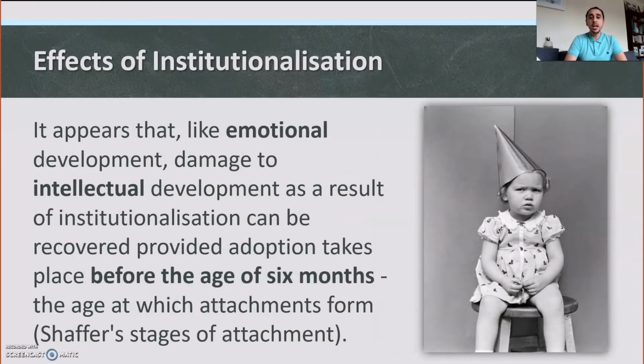It appears that, like emotional development, damage to intellectual development as a result of institutionalization can be recovered provided adoption takes place before the age of 6 months, the age at which attachment formed, Schaffer's stages of attachment.